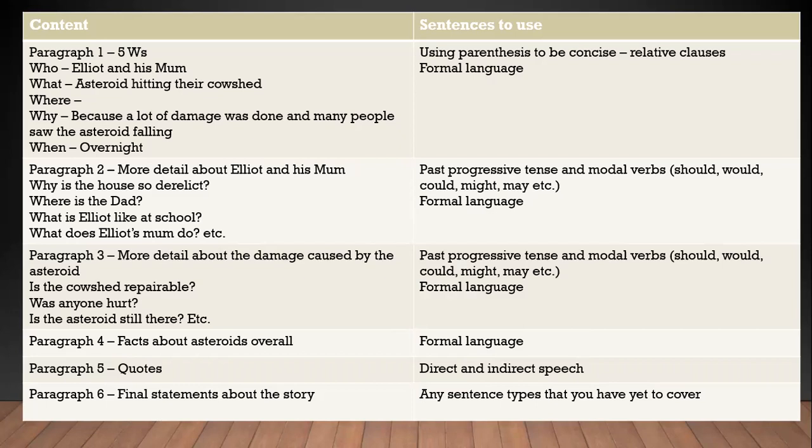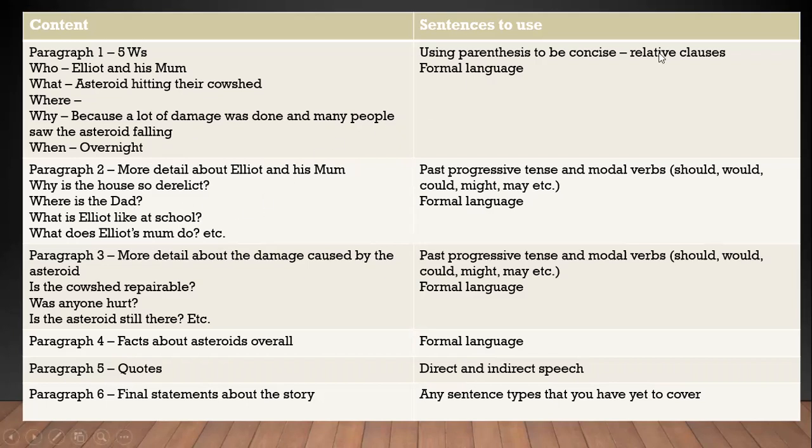Paragraph 2 is where you go into more detail about the story in general, paragraph 2 and 3. So paragraph 2, I've suggested maybe you do that where you go into some more detail about Elliot and his mum. Paragraph 3, that could be where you go into more detail about the damage that's been caused. You might decide there's other things you want to do in paragraph 2 and 3. You might decide you need a third paragraph where you're going into more detail. Again, that's completely up to you. But I've put in some prompt questions there that might help you think about what you can include.